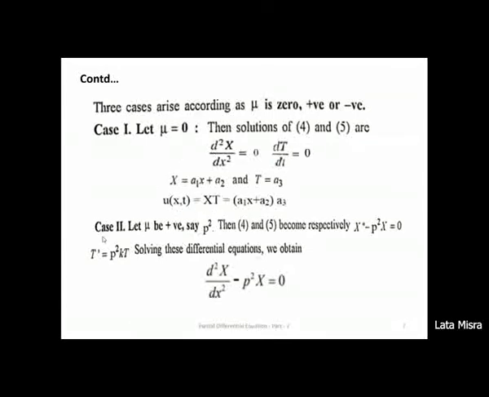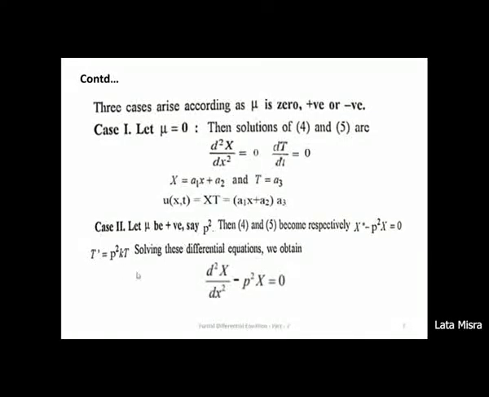Now the second case is when mu is positive, and we take p square as the positive value. So both equations reduce into X double dash minus p²X equal to 0, where X double dash means d²X/dx². The fifth equation is reduced into T dash equals p²kT, where T dash is dT/dt.